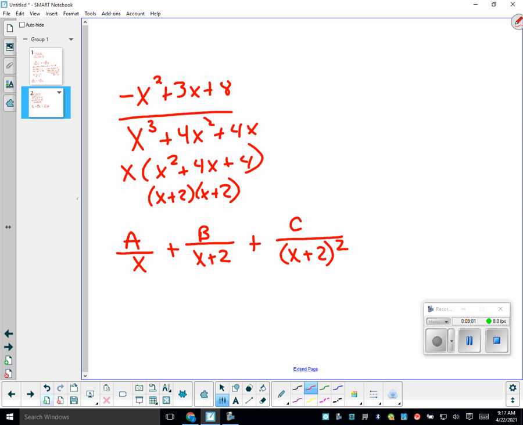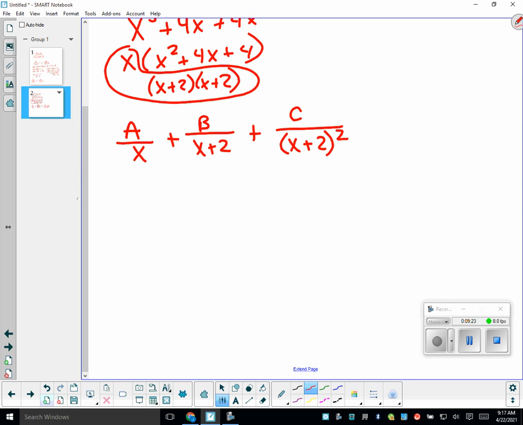Now, this right here is my denominator, right? So what is missing for this fraction? X plus 2 squared. So it would be a times x plus 2 squared. Should we go ahead and distribute? Well, I didn't want to do too many steps at once.